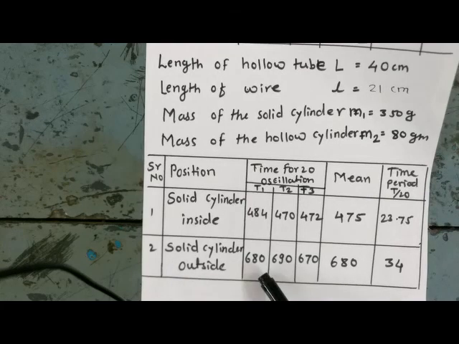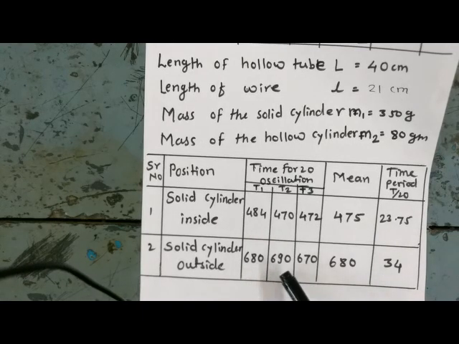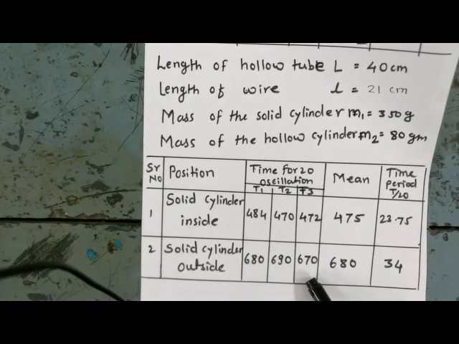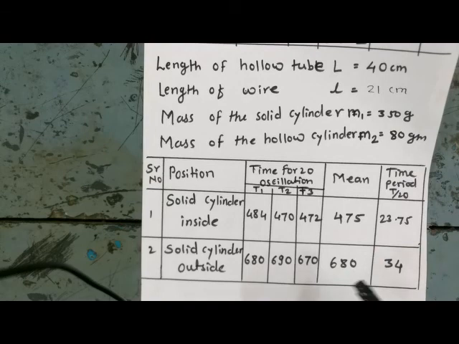After that we take the solid cylinder outside. For the solid cylinder outside, the trials require much more time compared to the solid cylinder inside. We get the readings 680 second, 690 second, and the third trial is 670 second. The mean of these three readings is 680, and the time period is 34 second. Then we put all these values in the above mentioned formula.